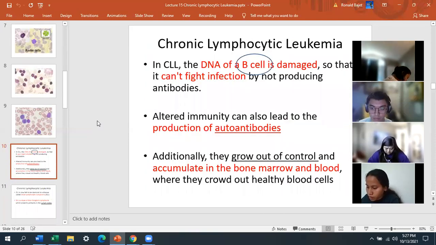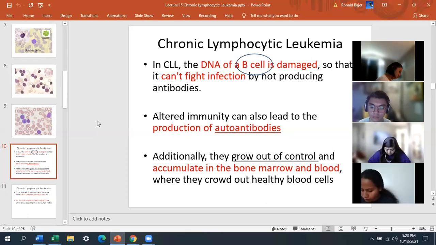In CLL, the DNA of the B cell is damaged. Remember, it's proliferation of the B cells. And again, because these are cancer cells, you can't fight infection. These are not normal cells. Normally, the B lymphocytes will turn into plasma cells and you make antibodies. These cells are leukemia cells or cancer cells. They're sick, so they won't be able to help you fight infection.